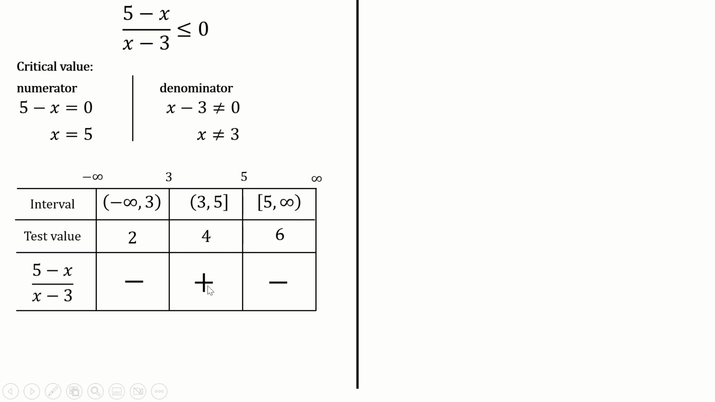Alright, for this part we want the inequality less than or equal to 0. Less than 0 is negative, so we want the negative parts. The negative intervals are these, so we just copy back the intervals: from negative infinity to 3, or from 5 to infinity. Alright, so this is the solution for the left side of the inequality.